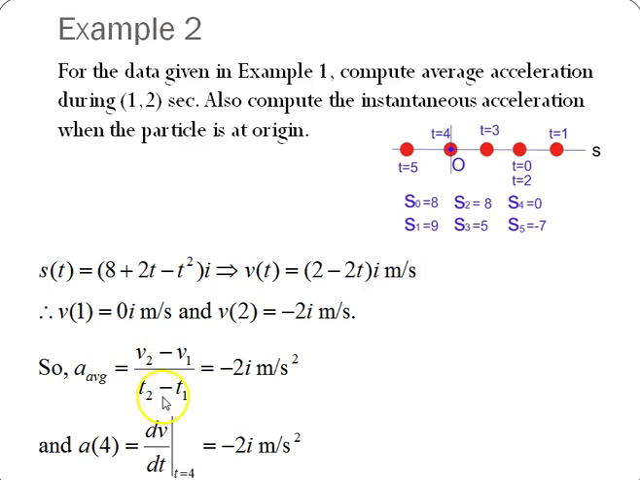v2 minus v1 divided by t2 minus t1, which comes out to be minus 2i, is the average acceleration during time t is equal to 1 to time t is equal to 2. We can differentiate this once again to get minus 2i meters per second squared is the acceleration. That is, when body moves according to a polynomial equation of order 2, the acceleration is constant. We'll try to see subsequent topics in later lessons.